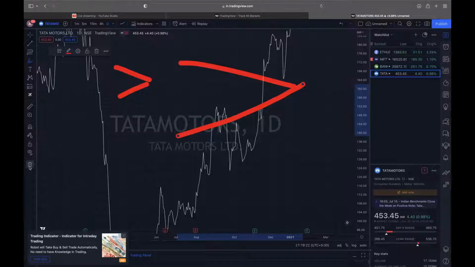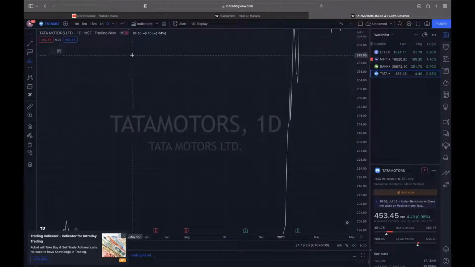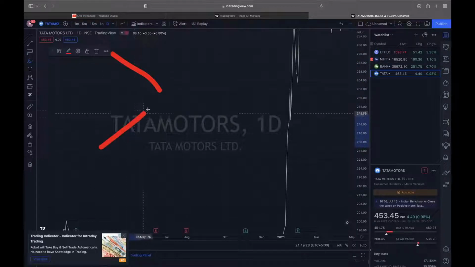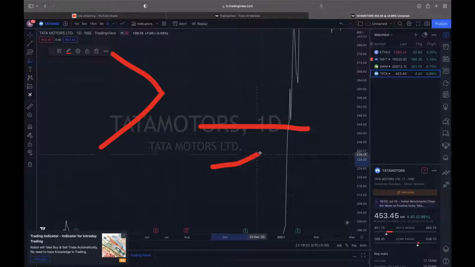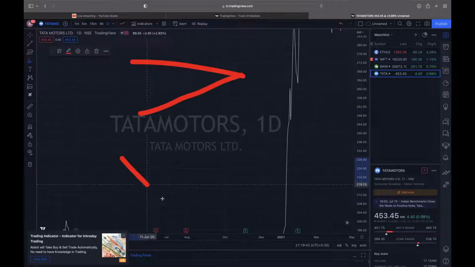So a pennant will be a thinner version of the symmetrical triangle. In symmetrical, you might think it is like this, but in a pennant, it will be like this. So a narrow version basically defines a pennant, and a symmetrical is like this.